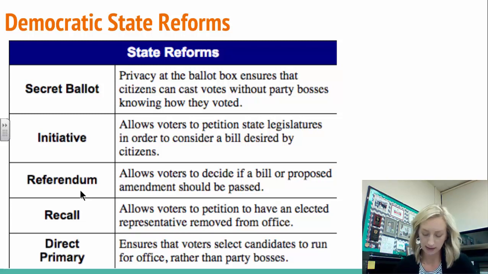that did not pass. And then we have this idea of recall, so it allows voters to petition, again, get a bunch of signatures to have an elected representative removed from office, and we've seen this recently in the state of Michigan, where citizens of the state of Michigan were trying to recall and then remove the Michigan governor after the Flint water ordeal, where they were essentially saying the governor allowed and knew that the water was contaminated by lead in the Flint area and causing a lot of really bad problems there.